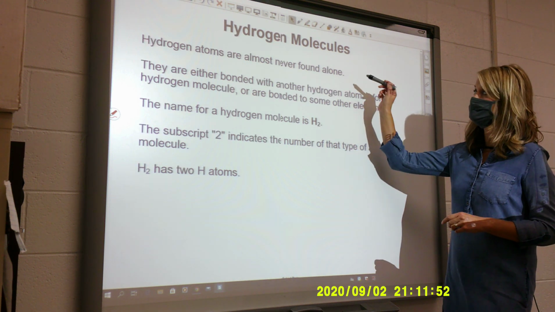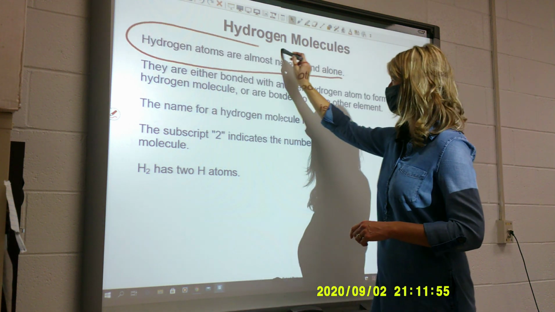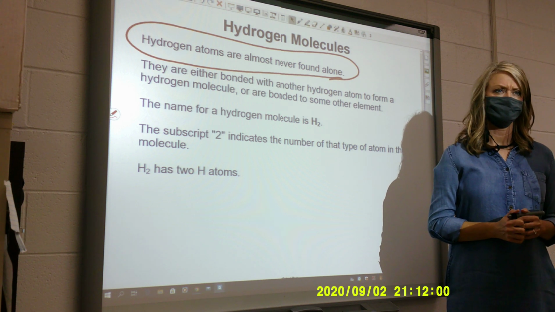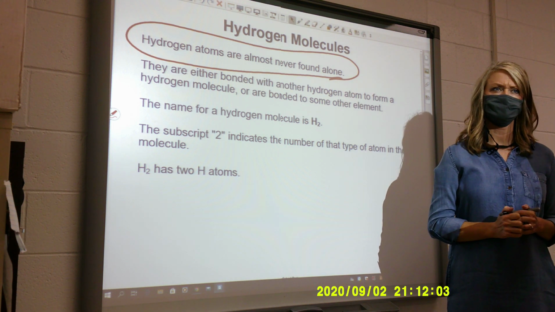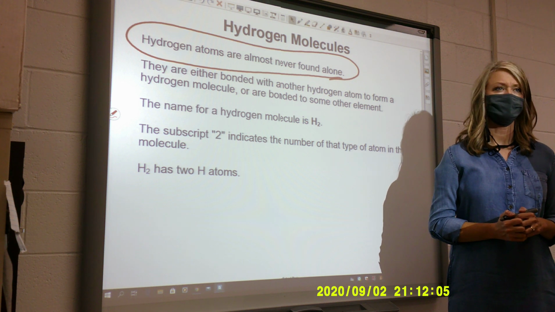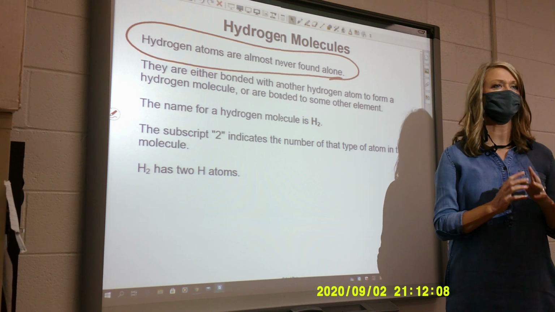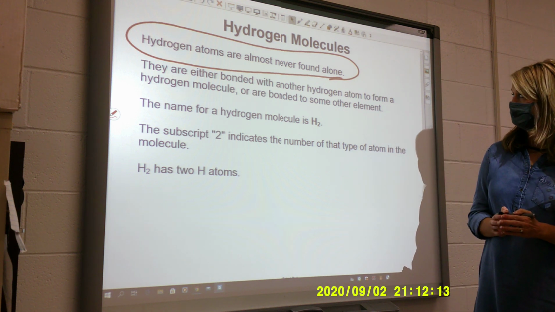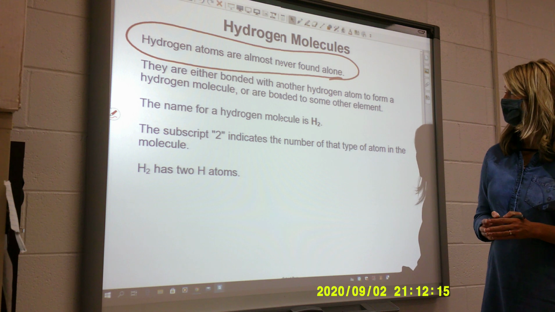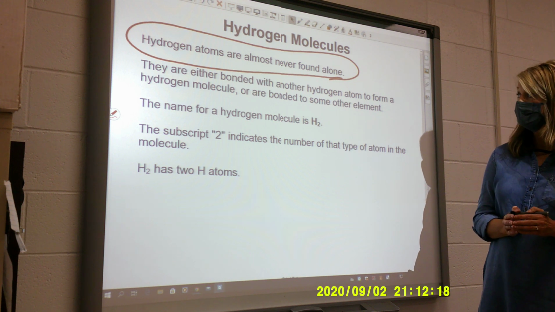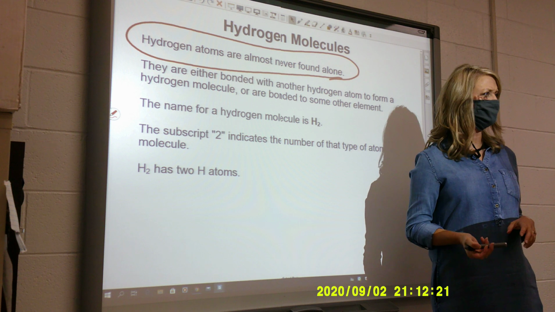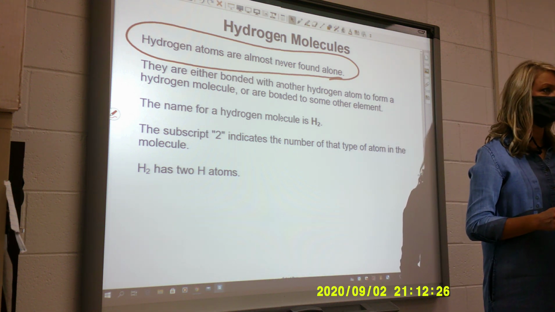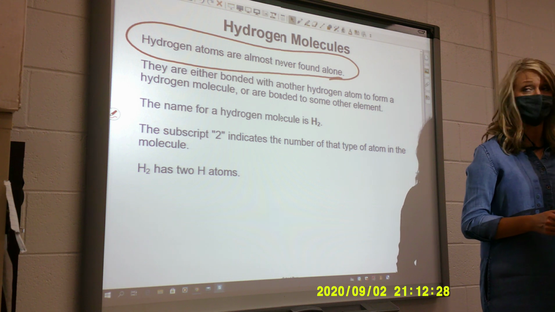Hydrogen atoms almost are never found alone. Connor, why are they never found alone? What do you think, Izzy? Because they're not stable. They are not stable by themselves. They are always looking to join with something else. They are either bonded with another hydrogen, in that H2 example, to form a hydrogen molecule, or are bonded to some other elements. How else do we typically see hydrogen in nature? Water. Very good, John. H2O.